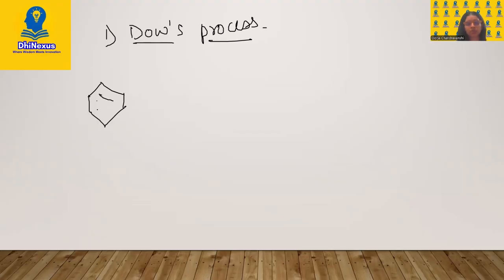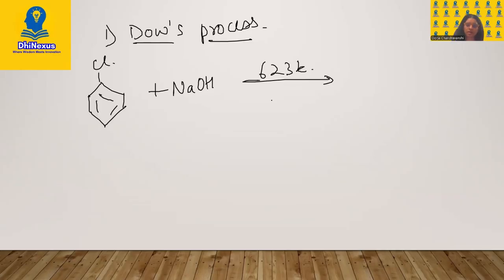When I take chlorobenzene along with NaOH at 623 Kelvin and 300 atm, atm being the unit of pressure, so at very high temperature and pressure, I get phenol.